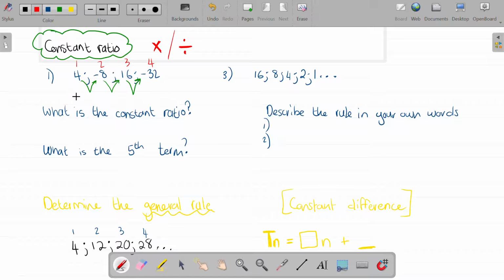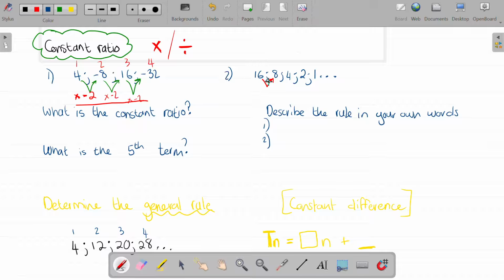But if I look and I say, what happens if I'm going to multiply by a negative 2? 4 times negative 2 is negative 8. And then times by negative 2 again gives me positive 16. Times by negative 2 gives me negative 32. We can see that we have a constant ratio. So let's have a look at this question over here. So we have this question, it should be question number 2.